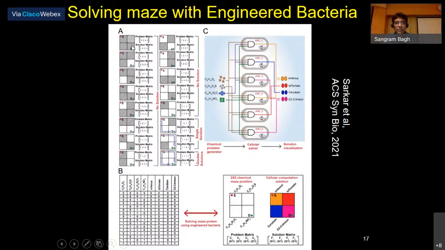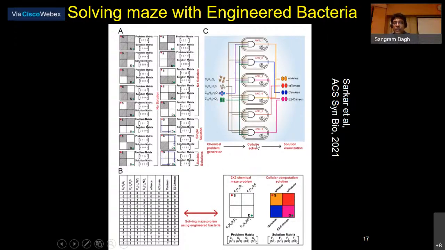If you have a 0, 0, 0, 0 kind of problem matrix, because there is no open space, it means these chemicals are not present. But if you come here, for example, that means 3 chemicals will be present and 1 chemical won't be present, right? This way you can develop a problem matrix, and your solution matrix could be in terms of 4 different fluorescent proteins. Now we engineered a set of bacteria that can take these chemicals and produce these fluorescent proteins based on this truth table, or basically this mathematical matrix.